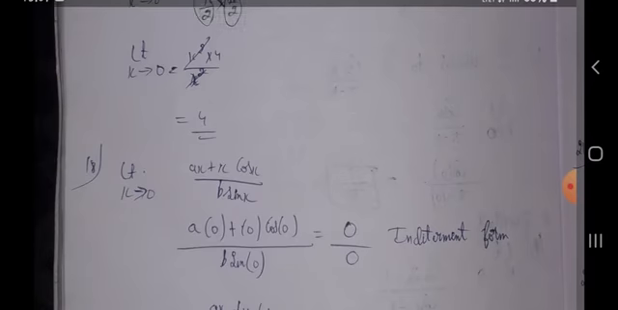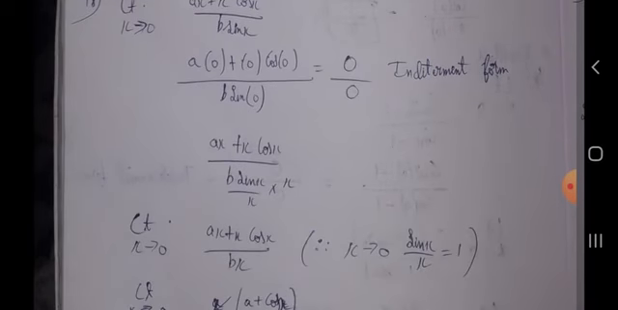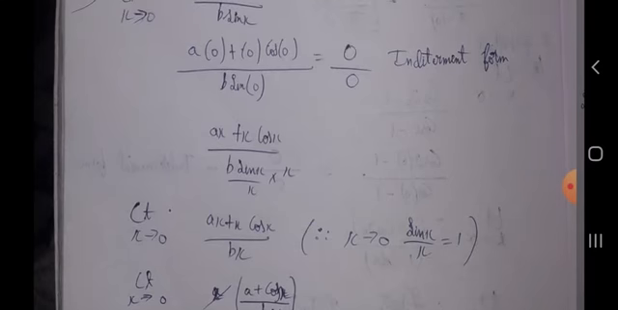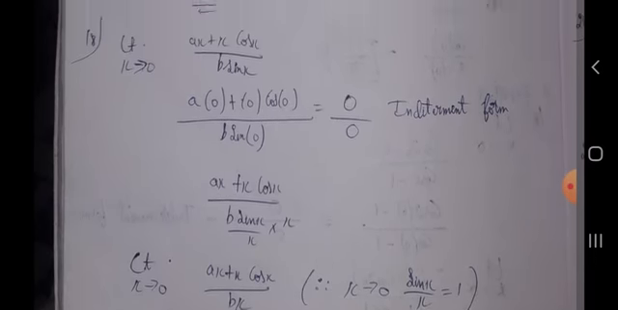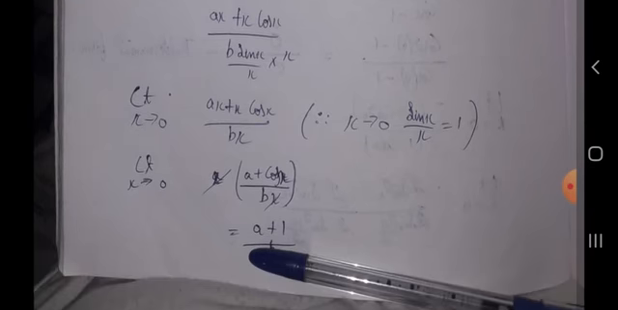Next, the limit of (ax plus x cos x) over b sin x. Here let us take x as 0, so we get 0 by 0, so it will be indeterminate. Now let us take ax plus x cos x, and sin x as bx into x by x. Then cos x will be 1, so therefore a plus 1 by b will be the answer.